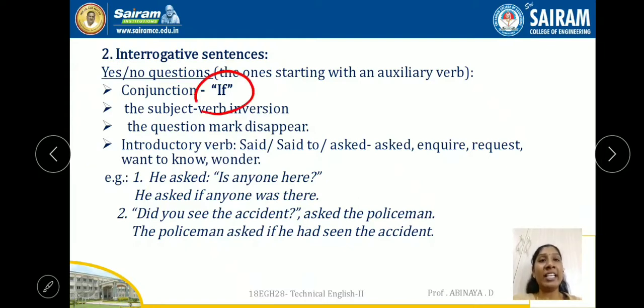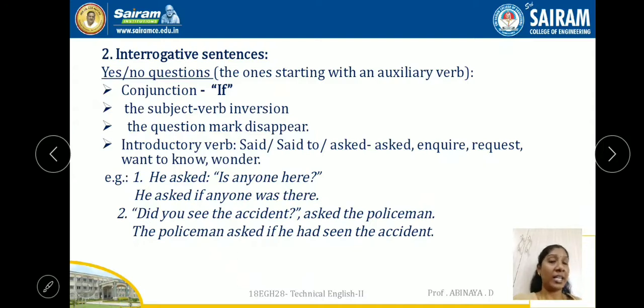We have to add "if" first, and the subject-verb inversion should be there. Usually in WH questions, the auxiliary verb will come first and then the subject. You have to change that here. The subject should come first and then the auxiliary verb, as in a normal statement. Why? Because in these yes or no questions we are going to change the question into a normal statement.